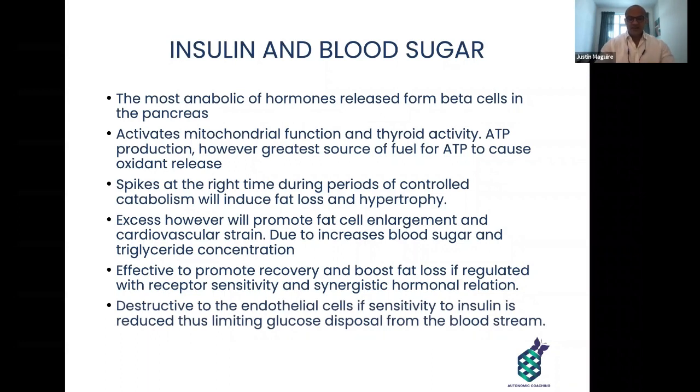It's destructive to the endothelial cells if the sensitivity to insulin is reduced, thus limiting glucose disposal from the bloodstream. Okay, this is also very important within the gastrointestinal tract. It really does create havoc and harm when there is poor permeability. The reason for this is that there is reactivity of pathogens that can enter the bloodstream and create a further increased stress response, which would be mitigated by insulin too.